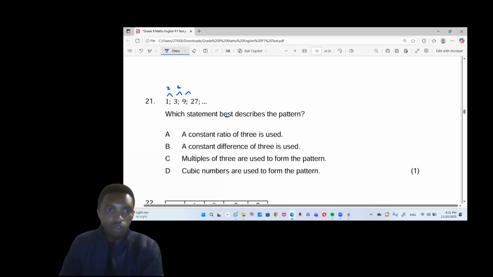So now let's check the ratio. A constant ratio is used. How do we check the ratio? We take the second term and divide it by the first one. How much does it give us? It gives us 3. Then we take this one and divide it by that one. So let's check, 9 over 3. How much does it give us? 3. Then now we take 27 and divide by 9. 27 divided by 9 gives us 3.